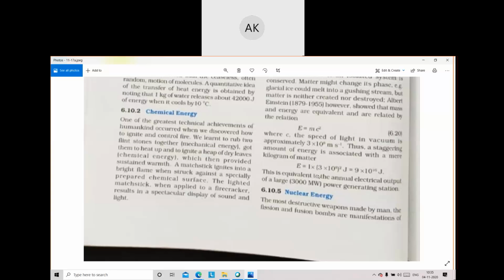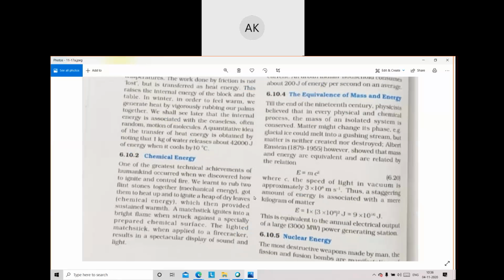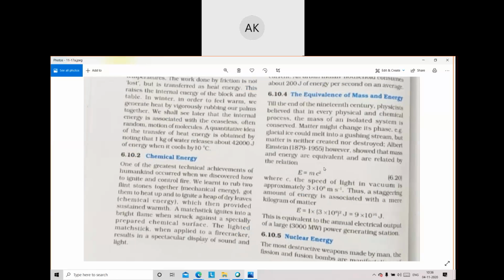Yes, this is the staggering amount of energy associated with a mere kilogram of matter. This is the mass in kilograms multiplied by c square. So 1 kilogram of matter, when it is converted into energy, this much energy we will get: 9 into 10 raised to 16 joules. Next, nuclear energy. So you study this context. I have written it in the notes.